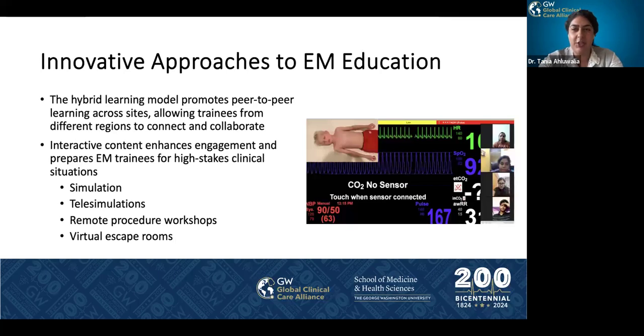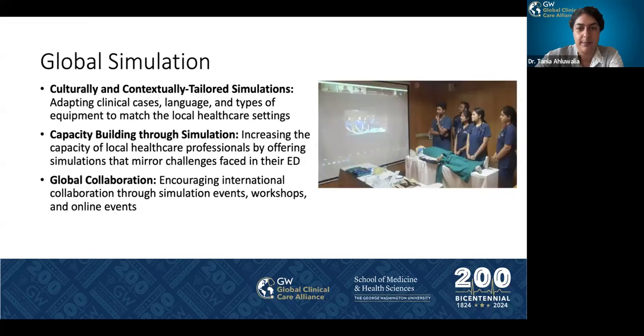Our hybrid learning model integrates in-person training with cutting-edge virtual tools. During our training sessions, trainees from different regions are able to connect and collaborate. Our interactive content includes simulation, telesimulations, remote procedural workshops, and even virtual escape rooms designed to prepare trainees for high-stakes clinical situations while ensuring engagement. The image to the right is our trainees participating in ASAP Telesim in a Box, an open access platform for medical education. Next slide, please.